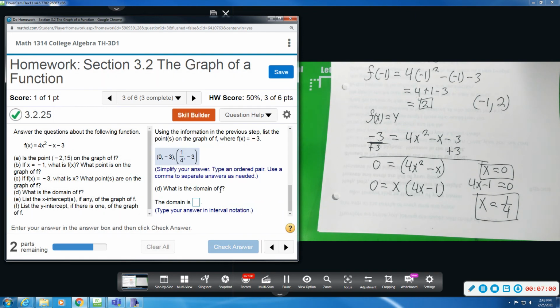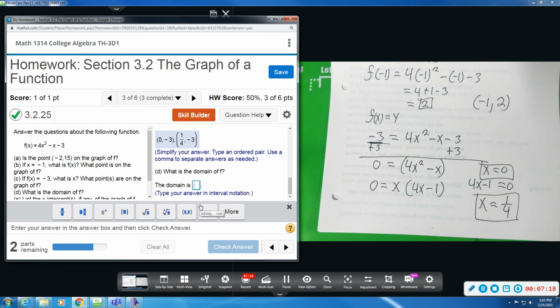All right, what is the domain of f? So recall, when we look at a function, we look for a fraction that causes restrictions. We look for a square root, even square root, which causes restrictions, and logarithm. This problem has neither, so your domain is all real. So in interval notation, we're going to do -infinity to +infinity.